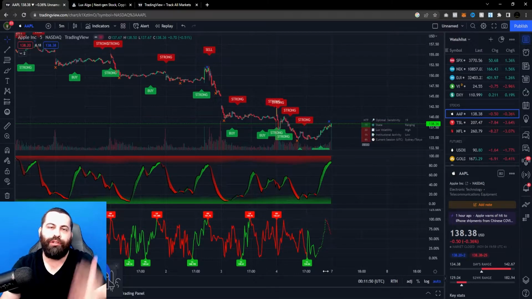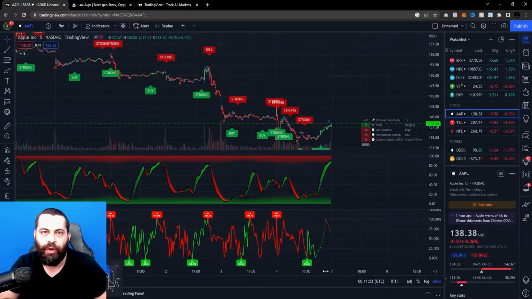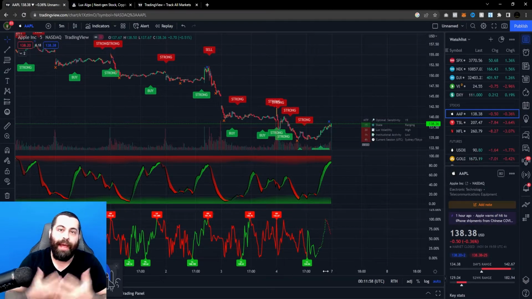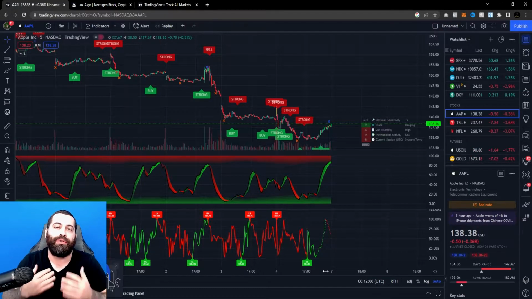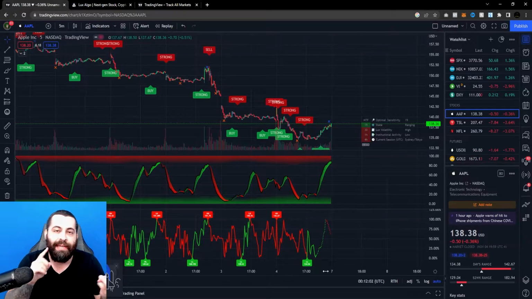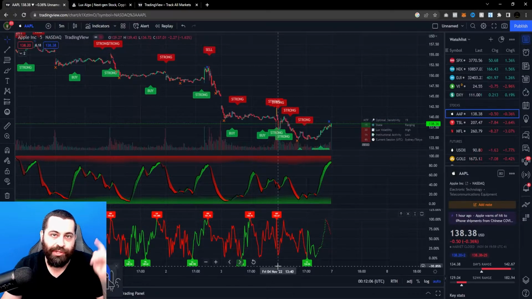What's going on, guys? What you're looking at here is called Lux Algo. This is a TradingView plugin. This is a very awesome plugin, guys. It's a great tool. In my opinion, it's one of the best software out there for trading, whether it's crypto, stocks, indices, currencies, commodities, etc. This is something you want to check out, so let's get into it.